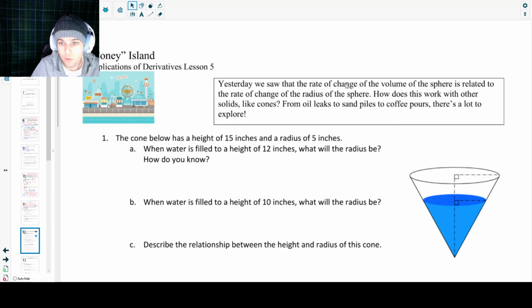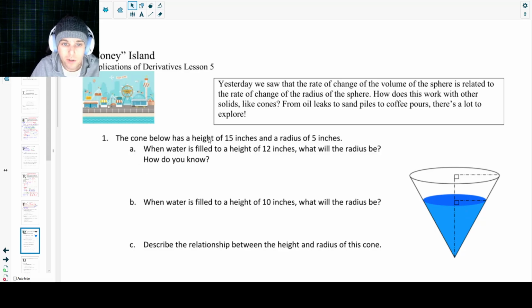Yesterday, we saw that the rate of change of the volume of a sphere is related to the rate of change of the radius of the sphere. How does this work with other solids like cones? From oil leaks to sand piles to coffee pours, there's a lot to explore. So there's a lot for us to look at in terms of cones.